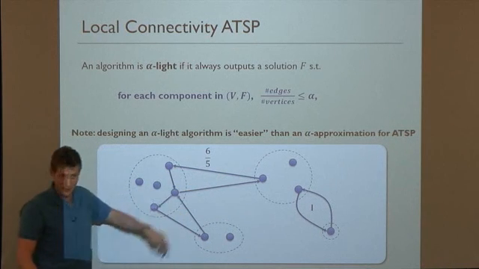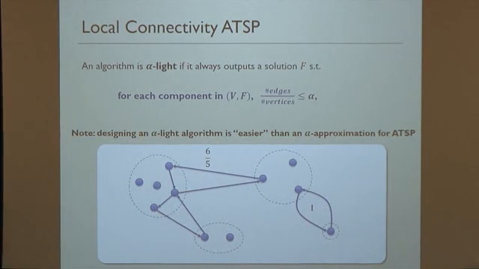So why is this easier than defining an alpha approximation for ATSP? Suppose you have an alpha approximation for ATSP. What can you do? You run that, you get a whole tour that is alpha approximate. Clearly, that is a component, that's the only component you have to worry about. So that's a solution.